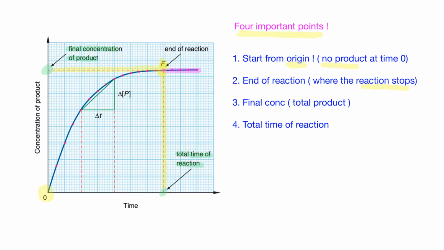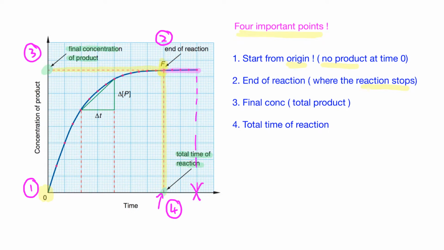So there are four points you have to pay attention to. It must start at zero. There will be a point called the end of reaction, after which the concentration won't change. From this point we extend horizontally and find the final concentration of the product, that is the total product that will form, and also the total time that the reaction takes place. Remember the total time is here, but not this point.